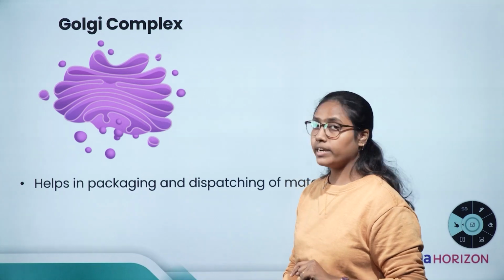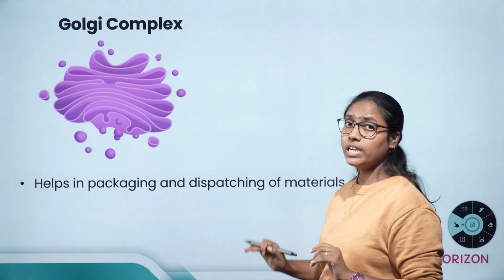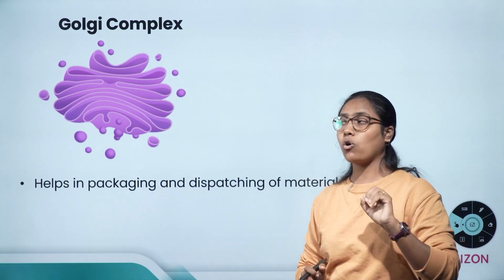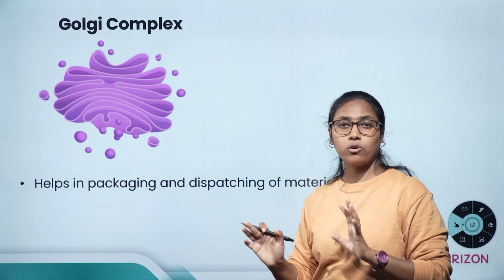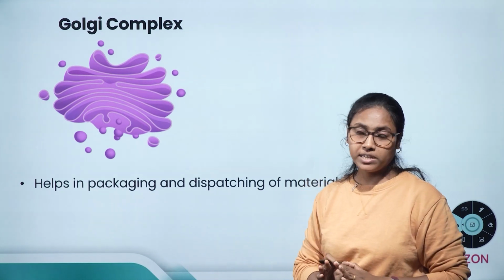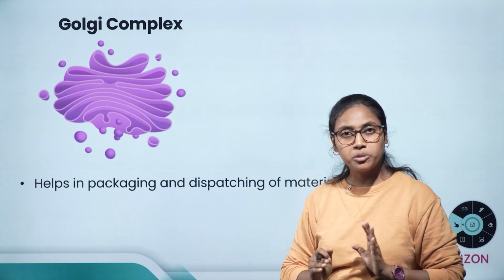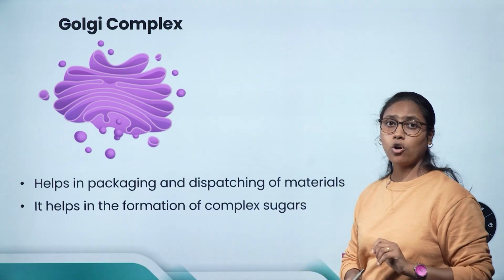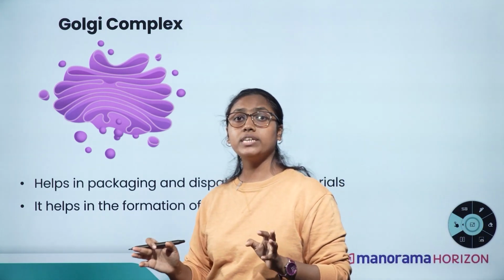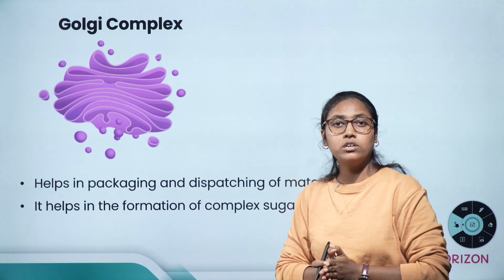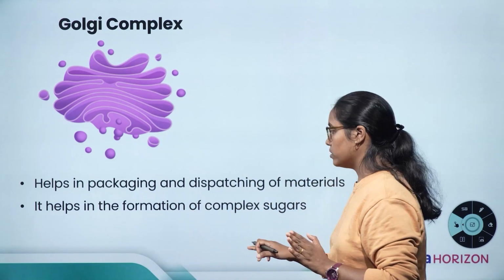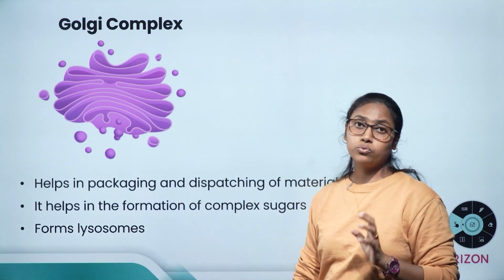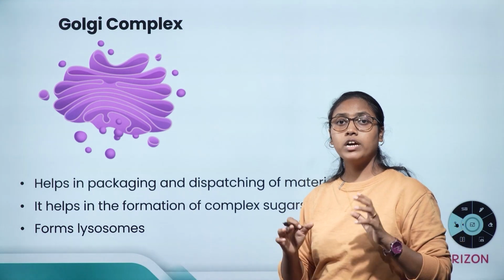Okay, so this organelle helps in packaging and dispatching of materials, that is the proteins or other lipids, fats and all. Whatever is produced by endoplasmic reticulum is packaged and dispatched by Golgi bodies. Golgi bodies also help in the formation of complex sugars. What they do is they combine the simple sugars and form complex sugars. Apart from that, they help in the formation of lysosomes.